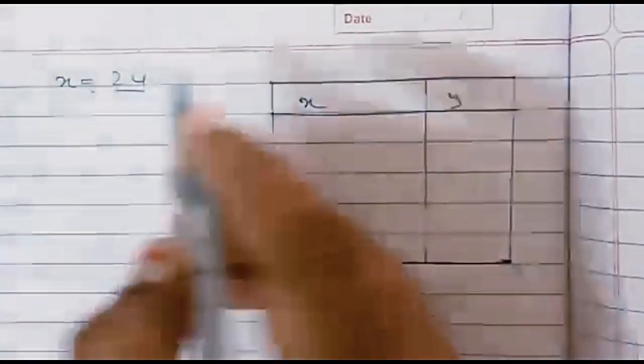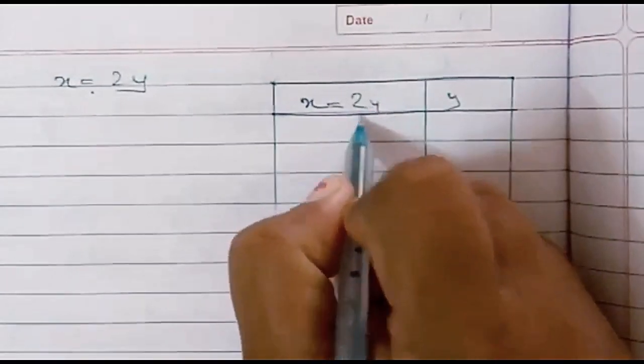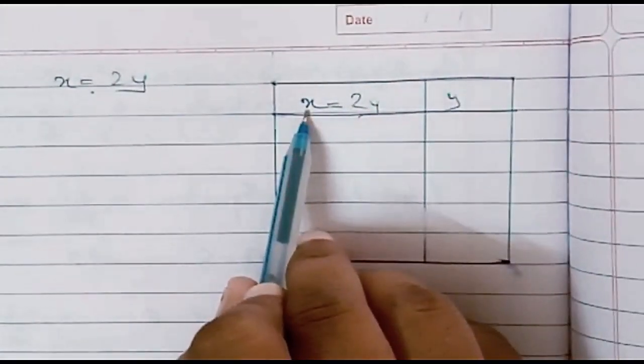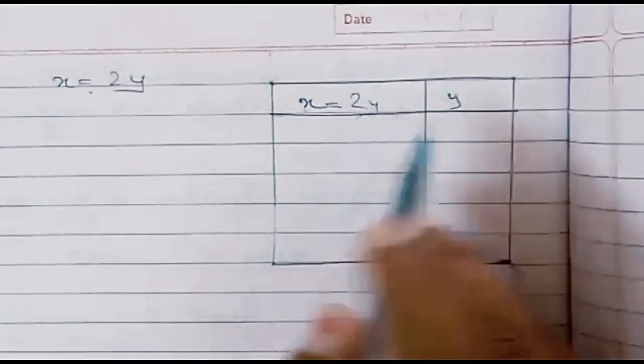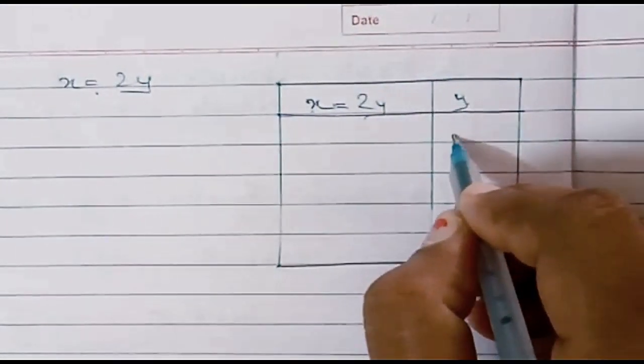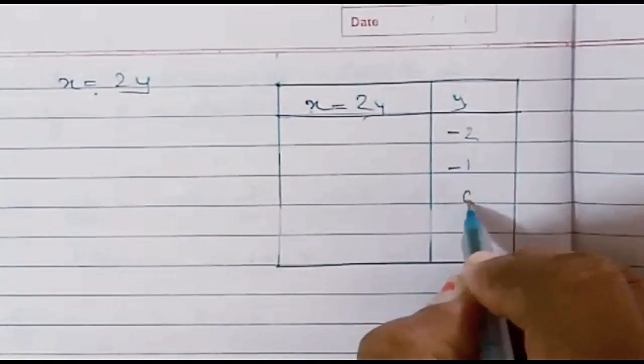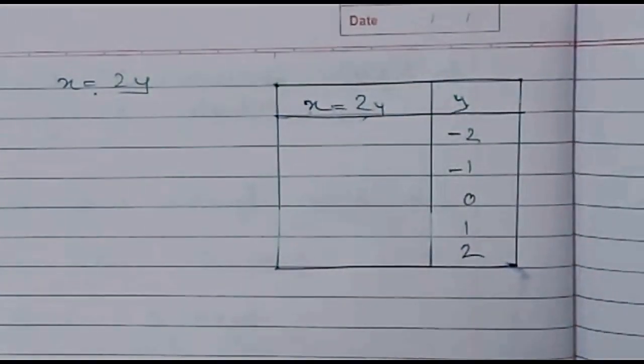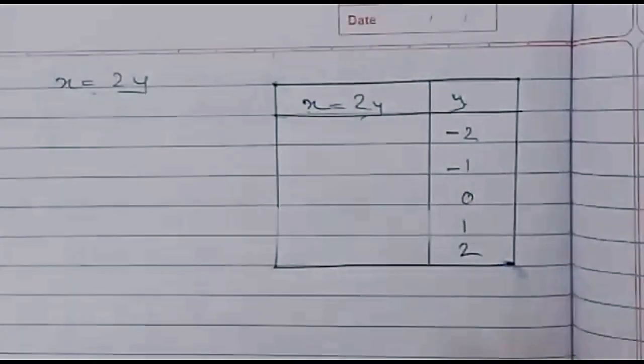Now as x is given in the form of y, we are supposed to obtain the value of x in terms of y. So we will randomly suppose any value of y, whichever you want. I can take -2, -1, 0, 1 and 2. I have taken 5 values. If you want 3, you can take any 3, right?